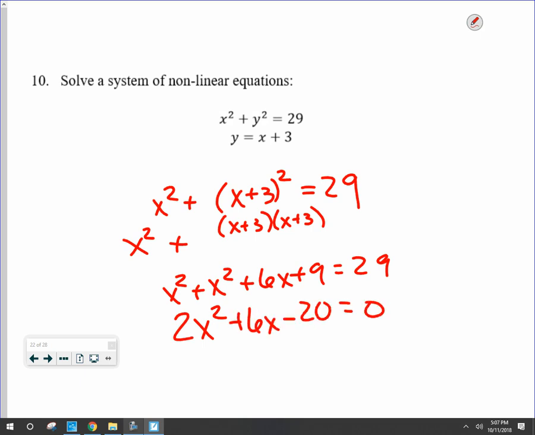Now, you have options at this particular moment. It's not asking me to solve this in any particular way. So if you're a quadratic formula kind of person, a is 2, b is 6, c is negative 20, and you can go from there. I'm more of a factoring person, so I'm going to simplify this and divide everything through by 2.